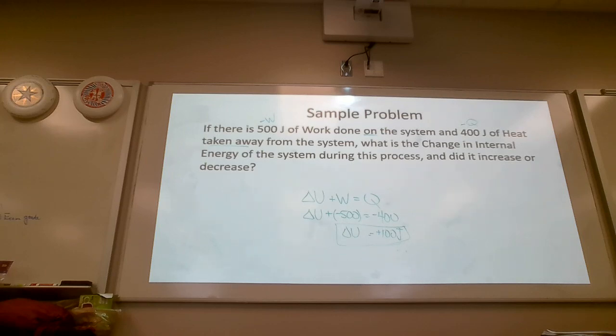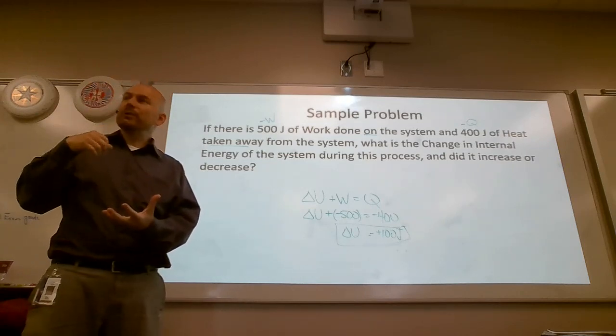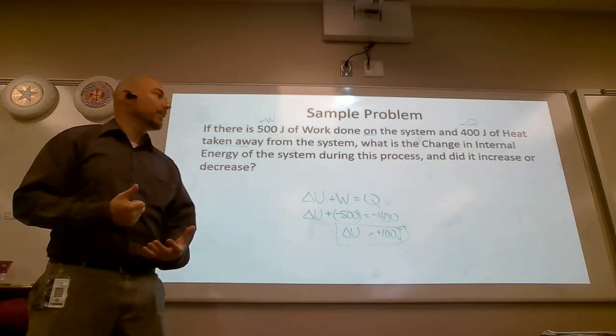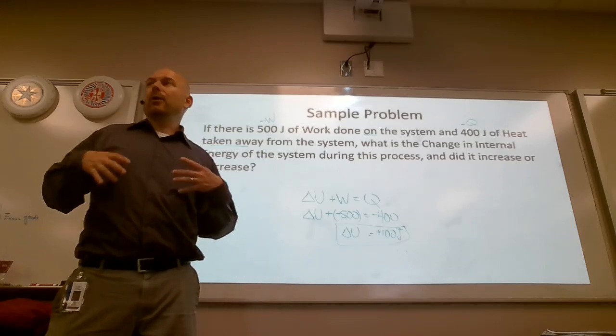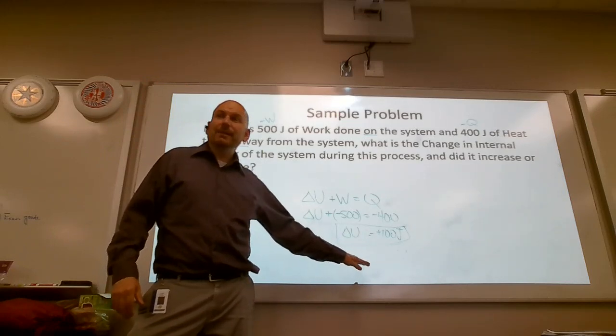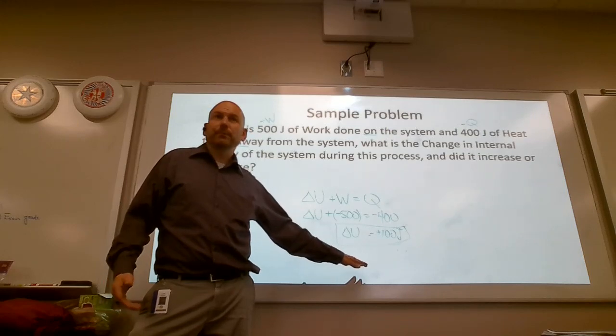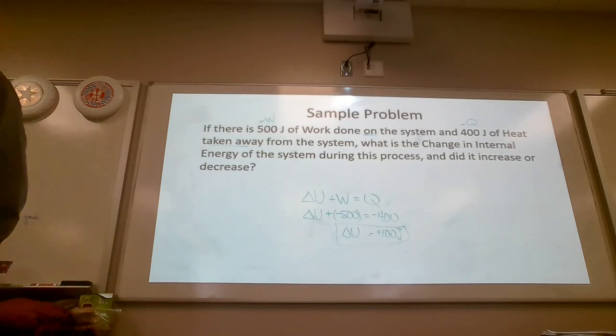Cool with that? Now, this tells a story. Not only does it do math, give some figures, but it also tells a story. Here's what the story says. There is 500 joules of work done on the system, so you have this container of gas, and work is being done on it, so we're compressing it. But also during that process, 400 joules of heat is leaving the system, going out to the environment. And the overall change in internal energy was it gained 100 joules in that whole process, which means it increased, which means it got warmer. The temperature increased. You okay with that? You got a positive delta U. That means the temperature increased.